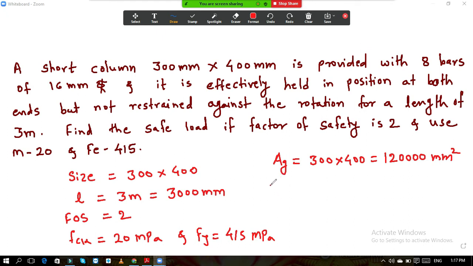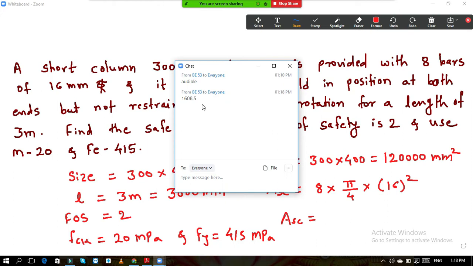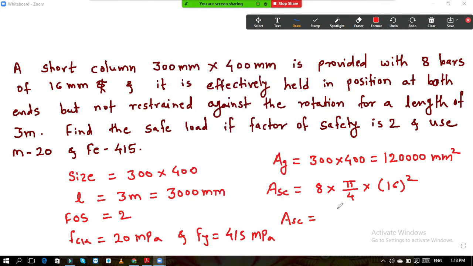Now the area of steel also, we know. It is 8 bars of 16 mm diameter. Solve this and let me know the value of area of steel now. What is the area of steel? So it is 1608.5 mm square.